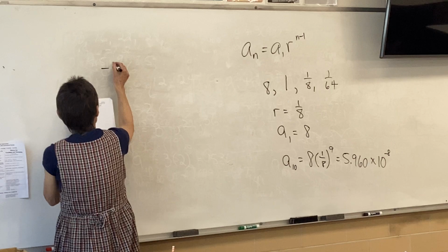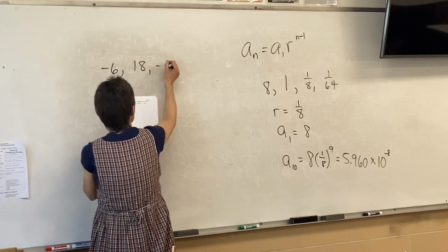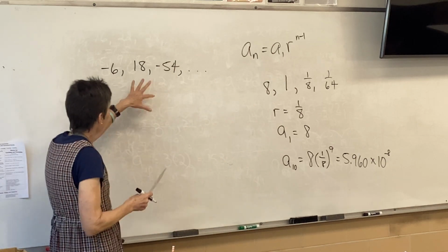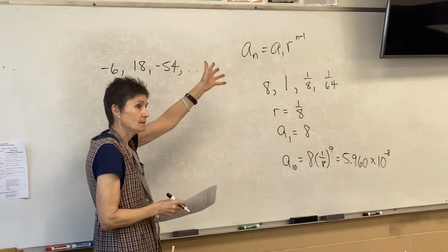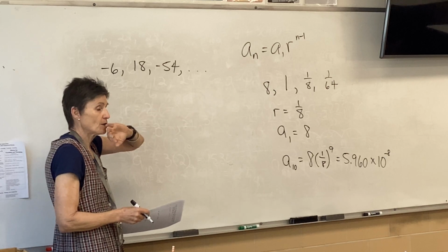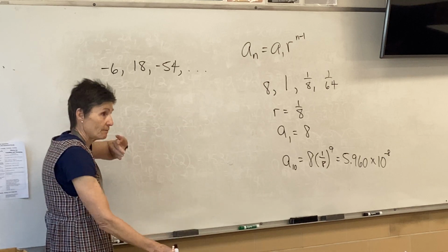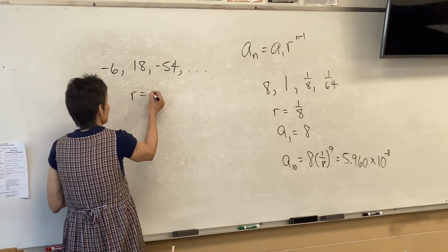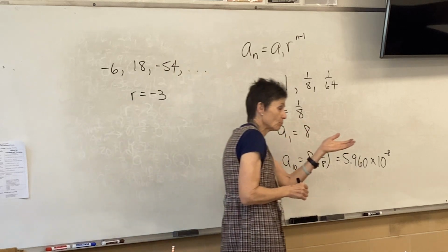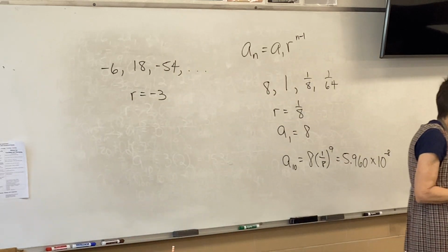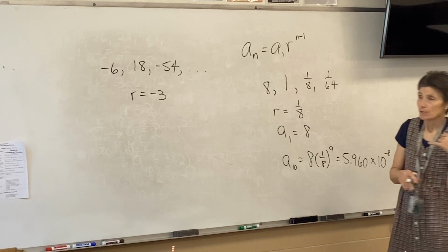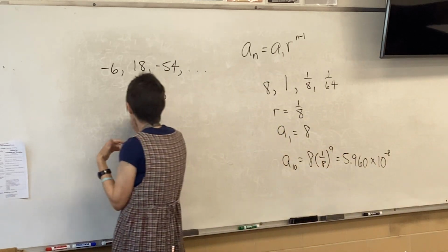So we have -6, 18, -54. Well, this is wild. It's going back and forth, positive, negative. Well, that's okay. What's my ratio? -3. Aren't I multiplying by -3? And if you keep multiplying by -3, aren't you gonna flip back and forth? Perfectly okay. Your first term is -6.